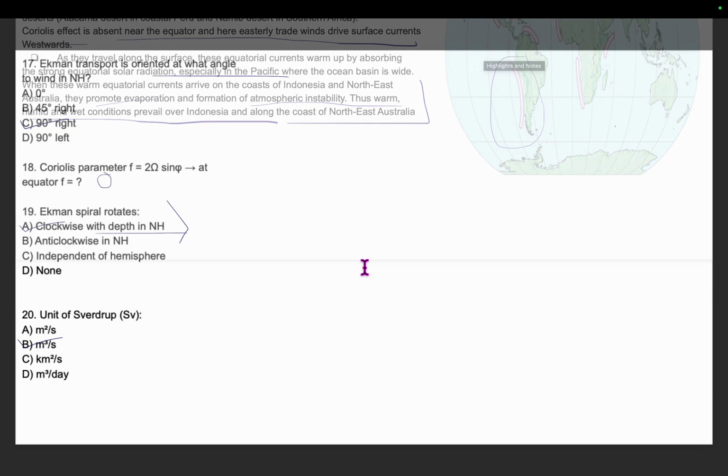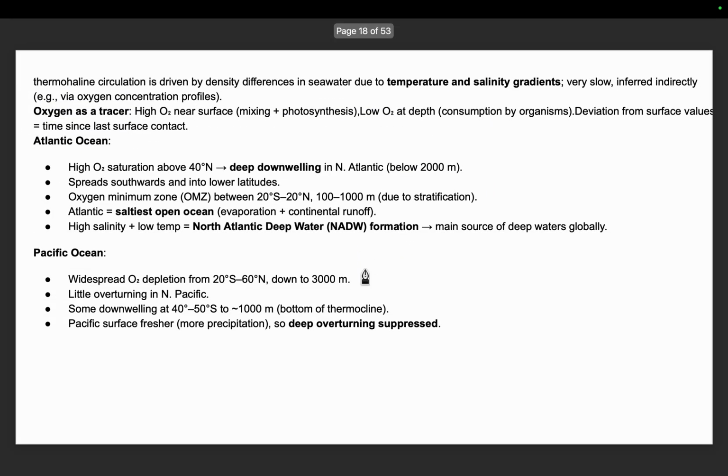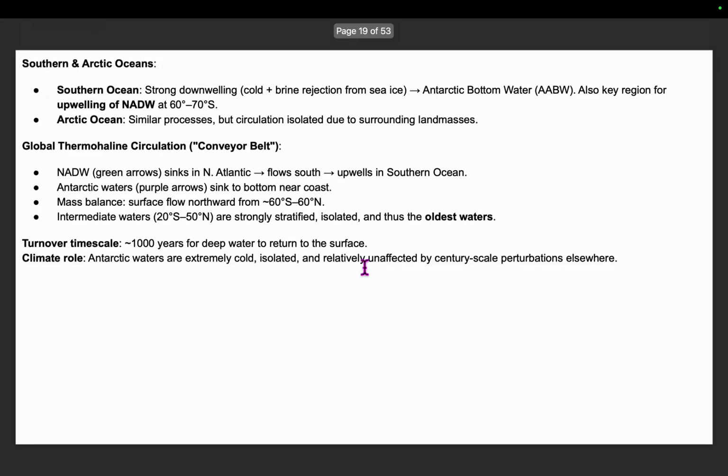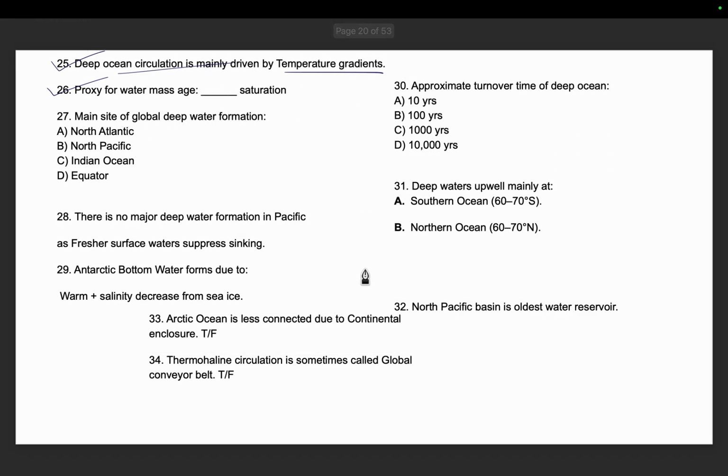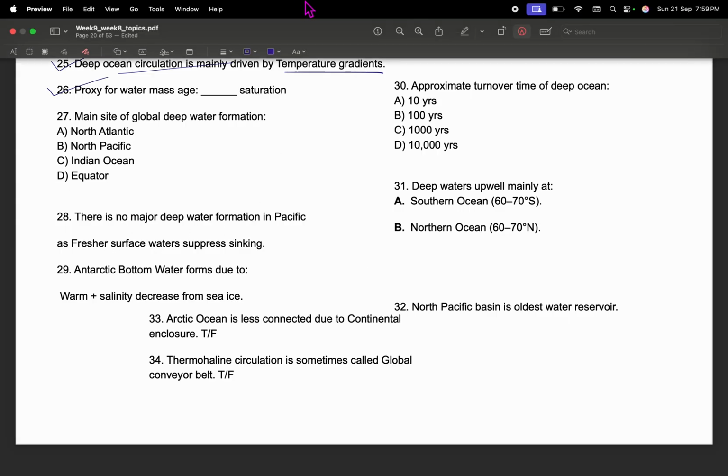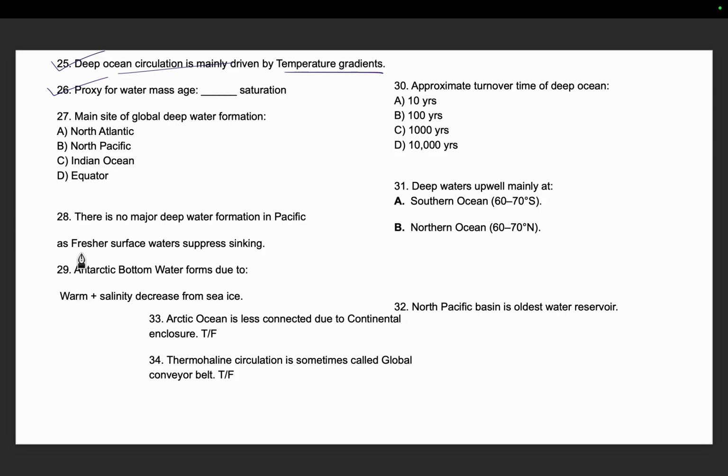Okay, now the next question. Question 28. There is no major deep water formation in the Pacific as the fresh surface water suppresses sinking. Is this true or false? This is true, I guess. You can check the notes here.